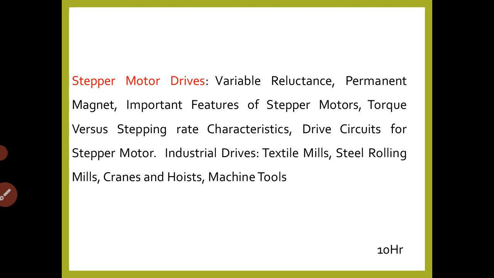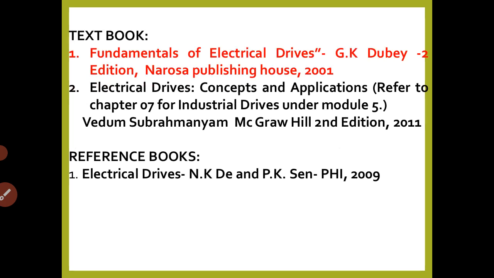The next part is the stepper motor drives. Here variable reluctance, permanent magnet, important features of stepper motors, torque versus stepping rate characteristics, drive circuit for stepper motor. Industrial drives, a few of which we are going to discuss, are textile mills, steel rolling mills, cranes and machine tools. So this is the complete syllabus of the subject. In this we are going to refer to these three books. Here I have listed them.